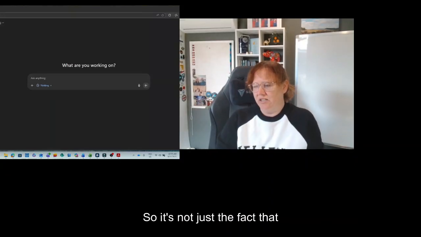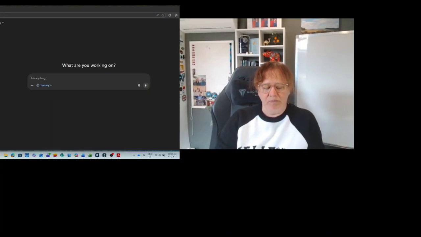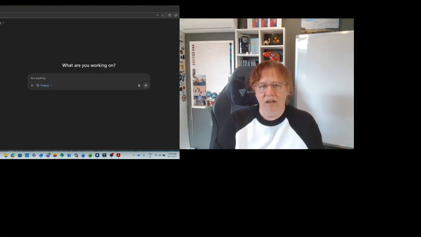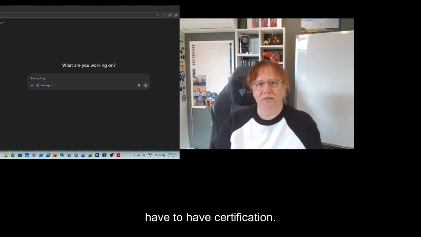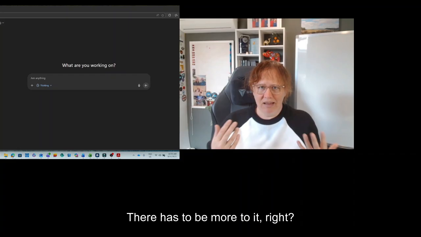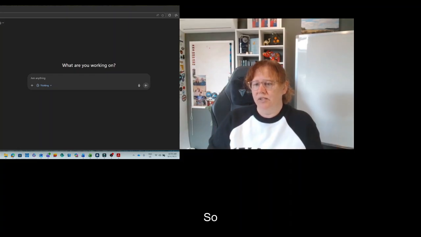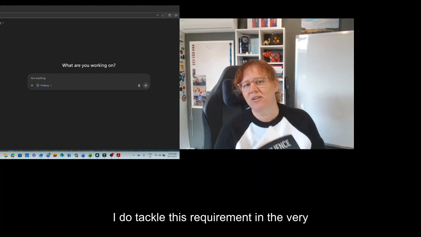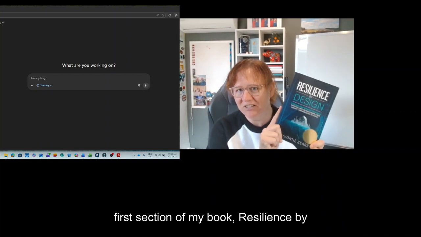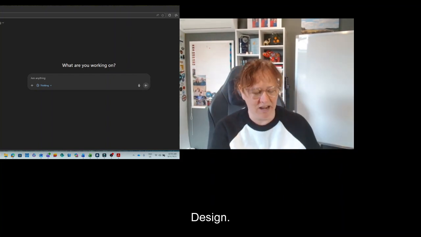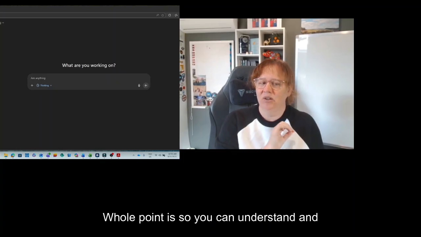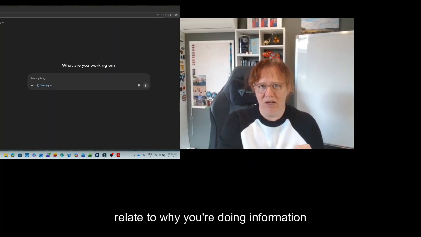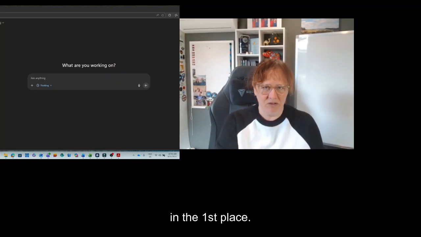So it's not just the fact that within a contract or a tender requirement you have to have certification. There has to be more to it, right? So quite conveniently, I do tackle this requirement in the very first sections of my book, Resilience by Design. The whole point is so you can understand and relate to why you're doing information security in the first place.